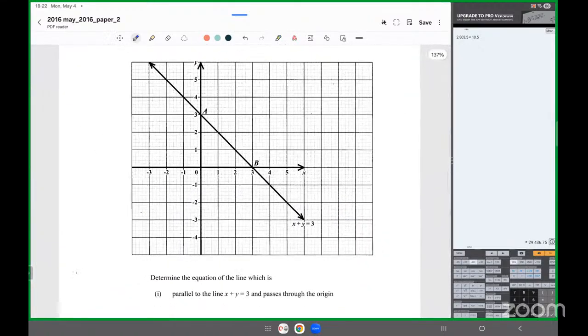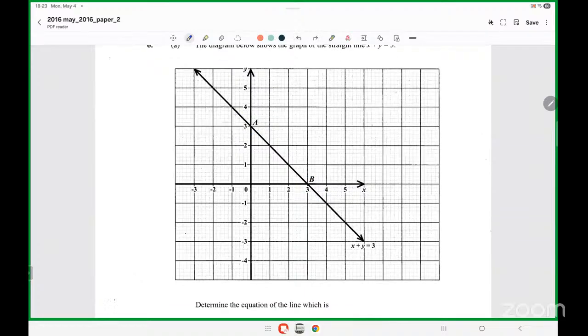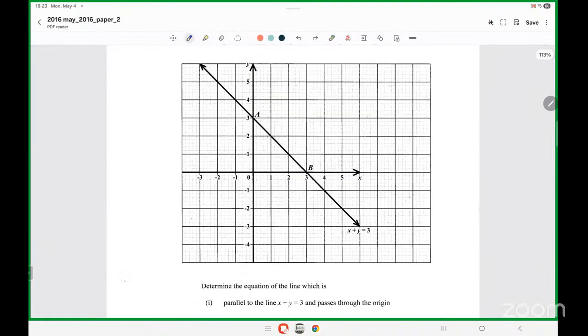Like this kind of question, I give it a go. Don't get the calculator. The question says the diagram below shows a graph of a straight line x plus y equals 3, so it crosses the y-axis at 3 and the x-axis at 3. Determine the equation of a line which is parallel to x plus y equals 3 and passes through the origin. That's going to be x plus y equals 0. If it's parallel, it's going to be another x plus y line, and those will pass through the origin.